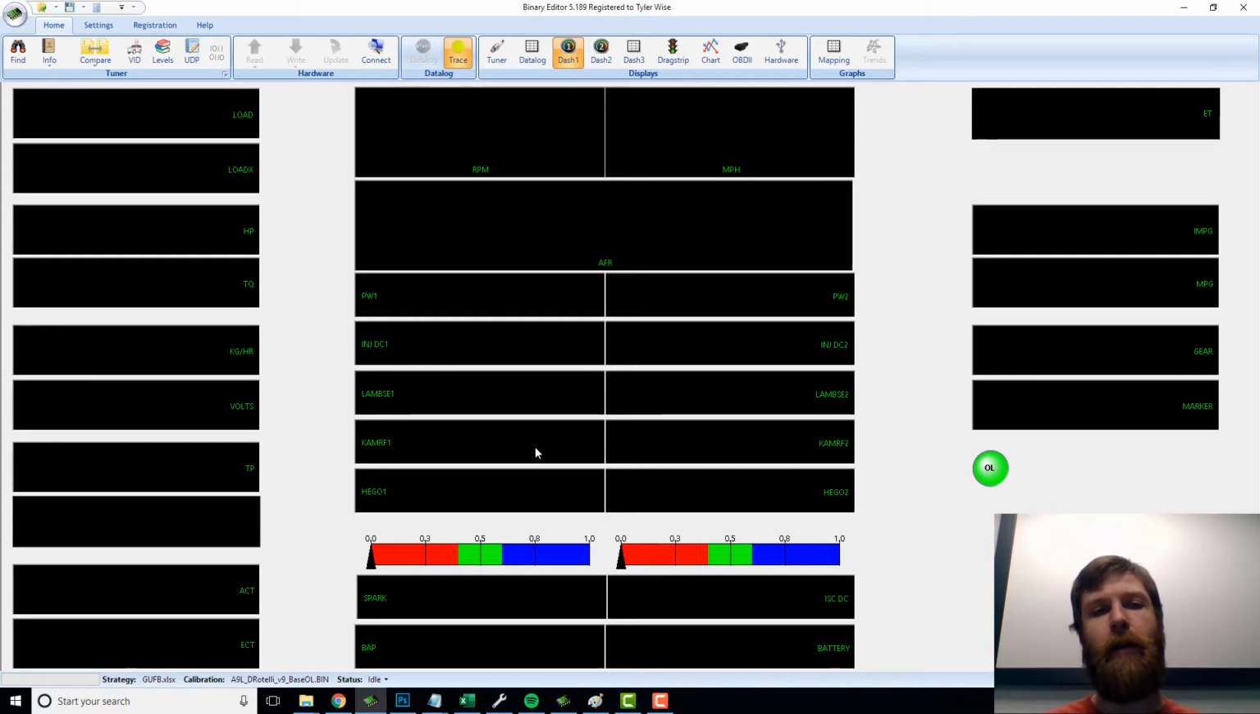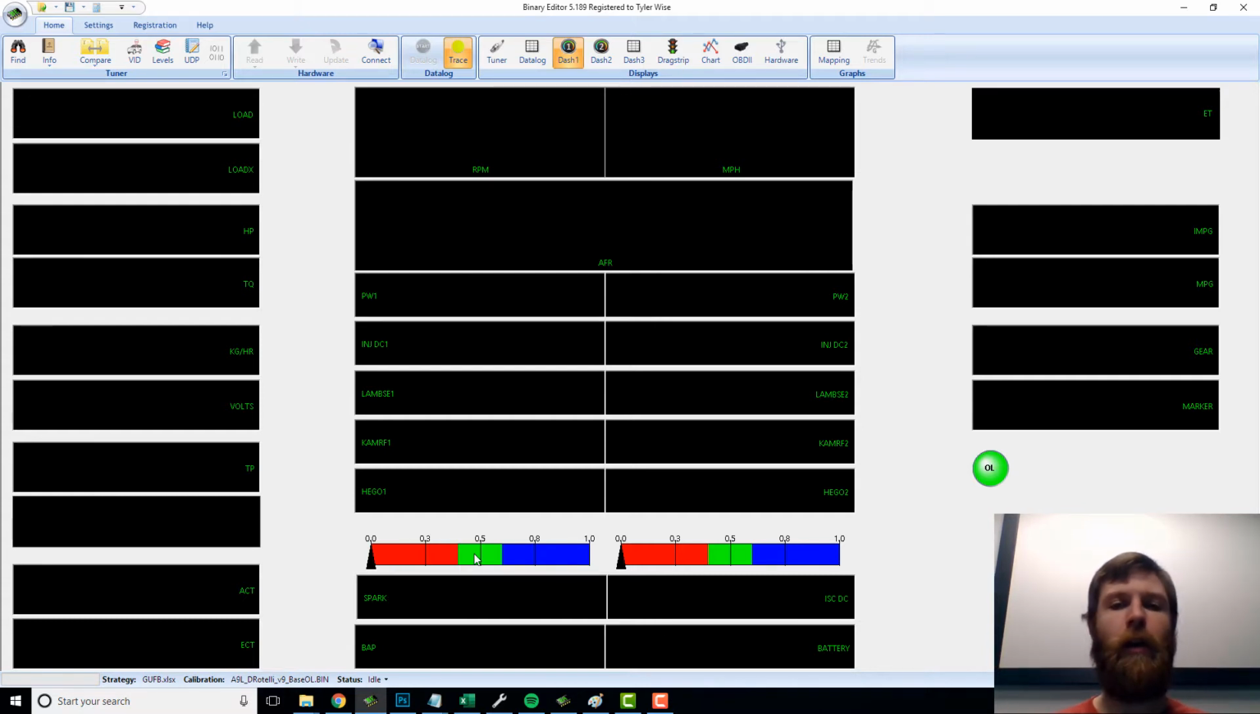And on the factory dash that Binary Editor ships with, you'll have a KAMRF 1 and KAMRF 2, so you can see what those numbers are as they change. And you can also see down here, this is your left and right bank measurements coming right off the oxygen sensor. It moves back and forth because it's constantly switching. When it's down on one side, that means you're running lean. When it's on the other side, it means you're running rich. And if it hovers generally in this middle area, things are probably pretty good.